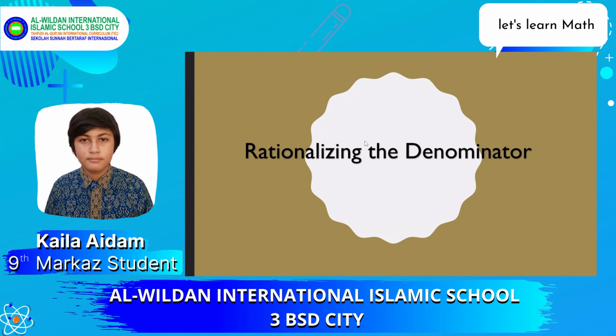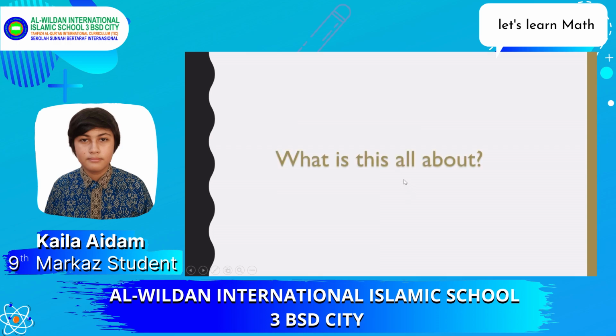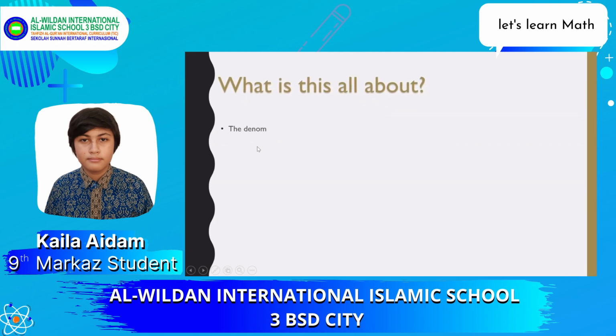Hello everyone. Today we are going to be learning about rationalizing the denominator of a fraction. So, what is this all about? Basically, the denominator of a fraction can't be a radical number like this: 2 divided by square root 3. Square root 3 is a radical number, which isn't allowed in a denominator. So basically, what we're learning today is how to get the radical number off of the denominator.